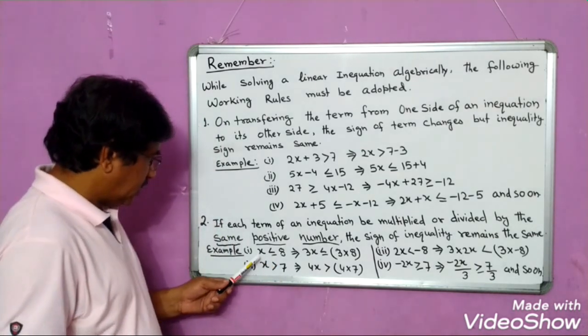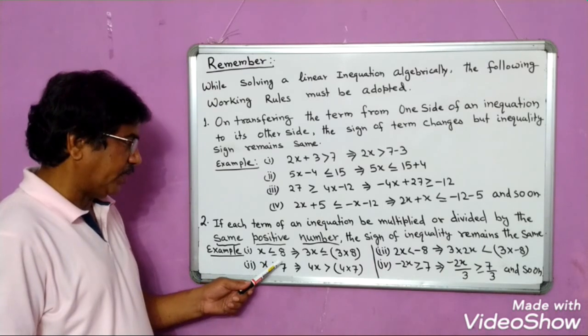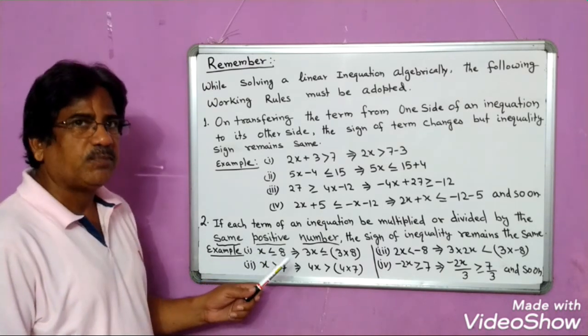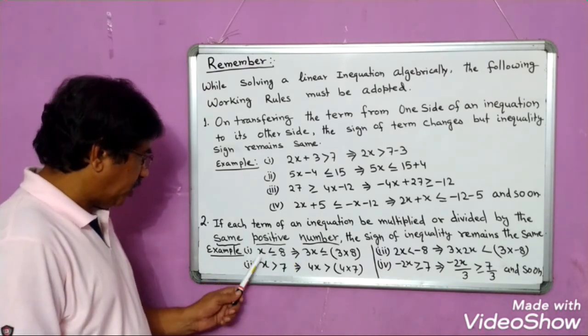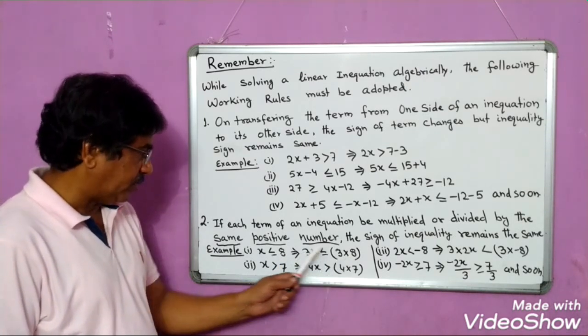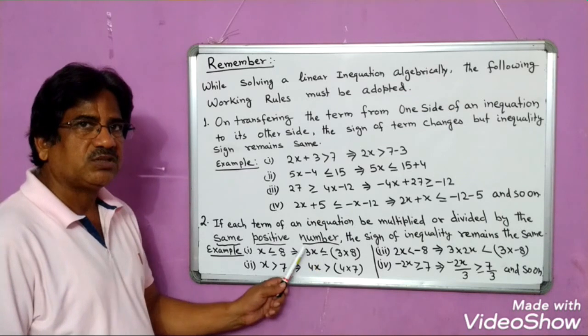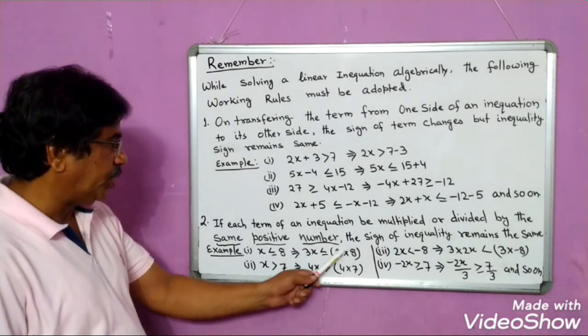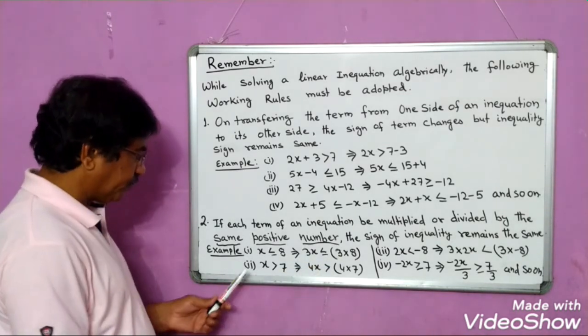For example, suppose x is less than or equal to 8. Now I am going to multiply by 3. 3 is a positive number. That 3 is multiplied to both the sides. So it becomes 3x and on this side 3 into 8. But see, the inequality sign will remain the same. Means 3x is less than or equal to 3 into 8. That is nothing but 24.